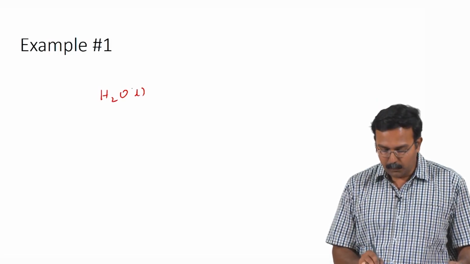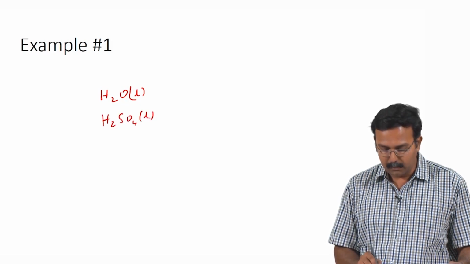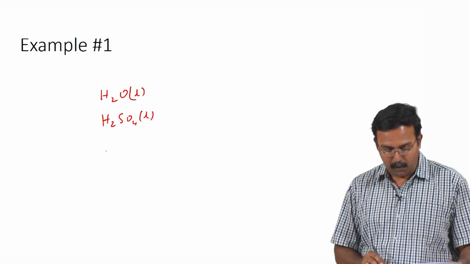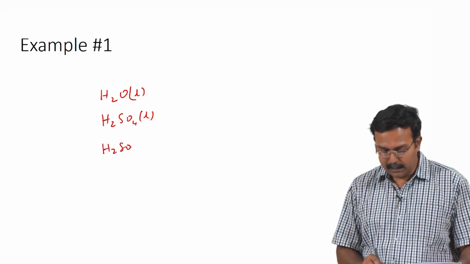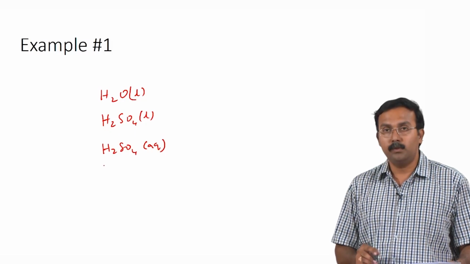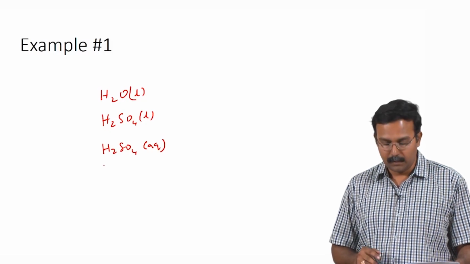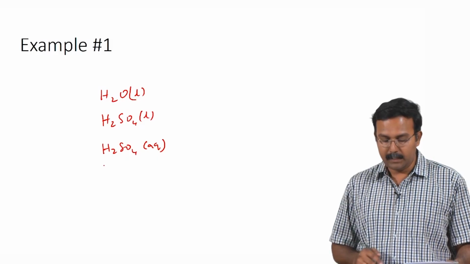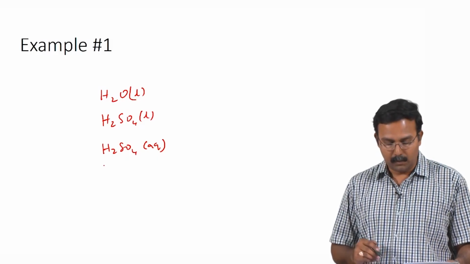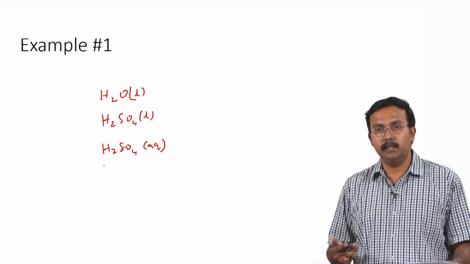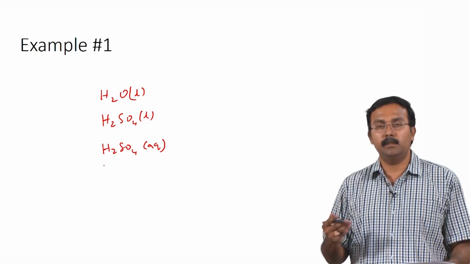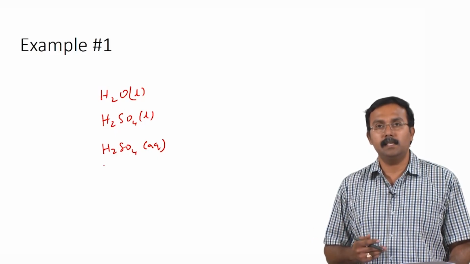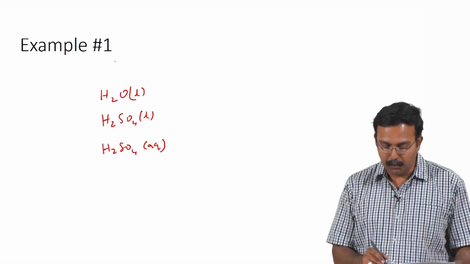water liquid and sulfuric acid liquid. Those two will be mixed to form sulfuric acid aqueous, which would be the final condition. So, we need to identify reference states for these components. So, any time we have a solution, what we have looked at is we could use the reference state as the pure components. So, that is what we would do.